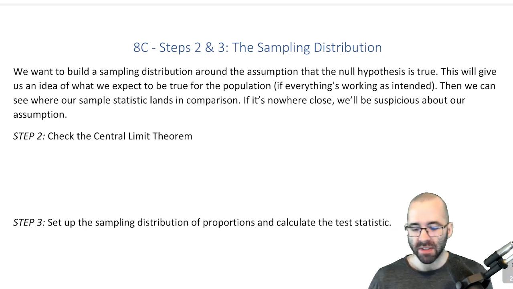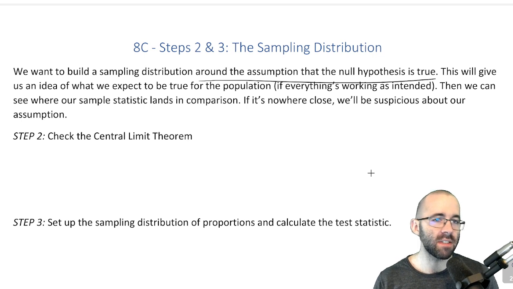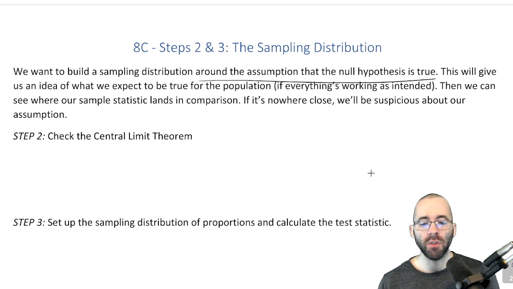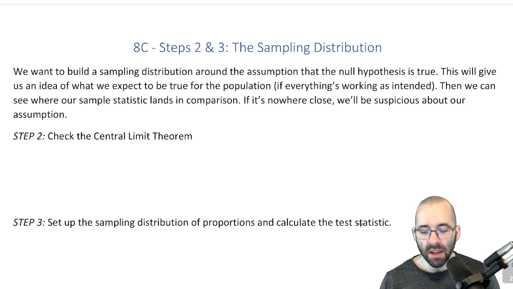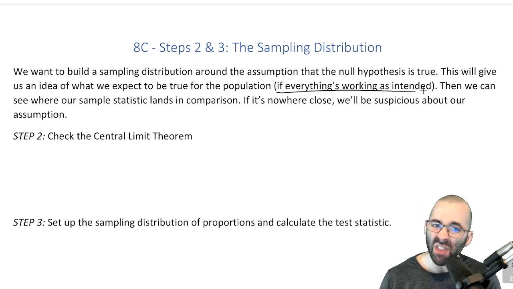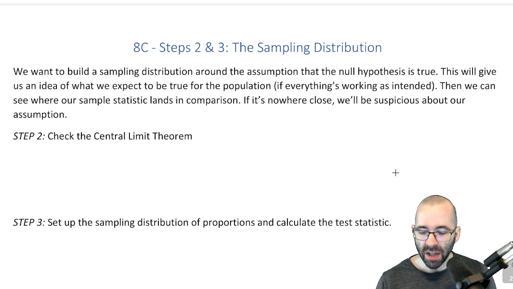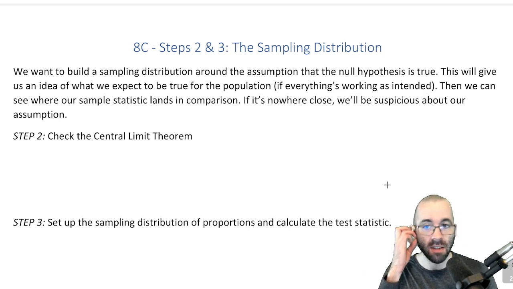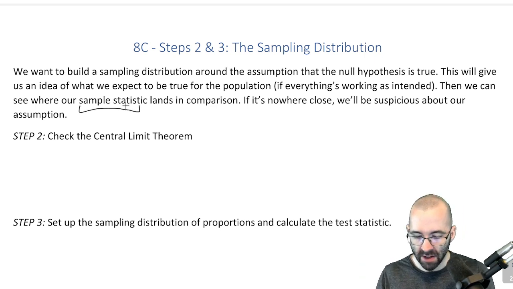So we're trying to build a sampling distribution now around the assumption that the null hypothesis is true. That's why we had to start with those assumptions, those equations, because that's going to form our sampling distribution. So it'll give us an idea for what we expect to be true for the population if everything's working as claimed. And then we can see where our sample statistic, where our evidence, lies.